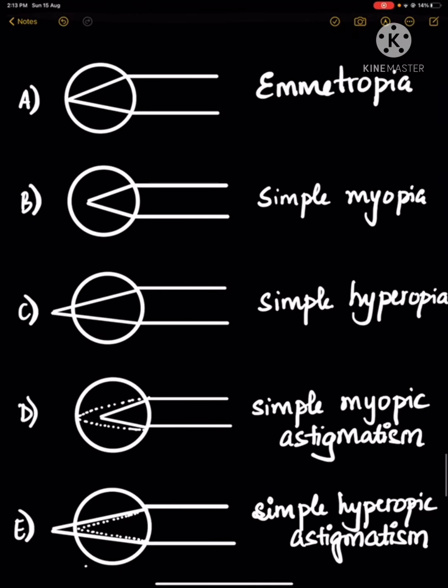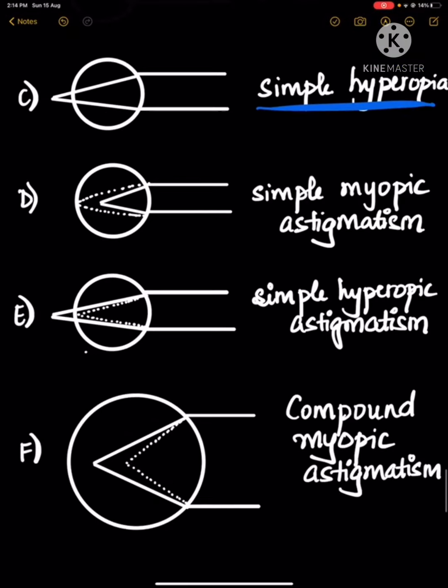See, in figure A, parallel rays of light are coming to a focus on the retina with accommodation at rest. So that is the state of emmetropia. If they're coming to a focus in front of the retina, then it becomes simple myopia. If behind the retina, then simple hyperopia. This is conceptually easy, nothing much.